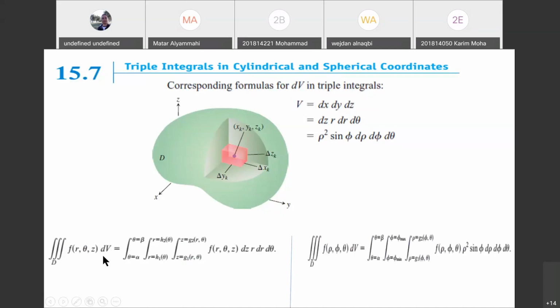Now I'll go to the spherical. If I'm going for the spherical, I have a function of rho, phi and theta. This is the volume element, rho squared sine phi d rho d phi d theta, in spherical coordinates. In cylindrical coordinates, my function again is a function of r, theta, z, which are the components of the cylindrical coordinates, and dz r dr d theta. Please, can you take a screenshot of this one, please?